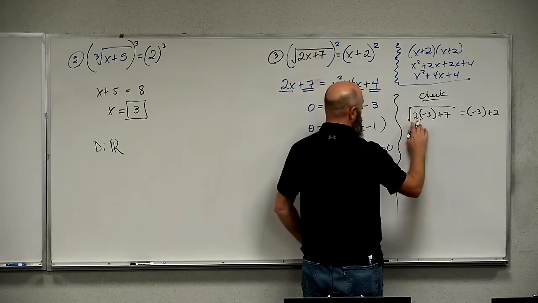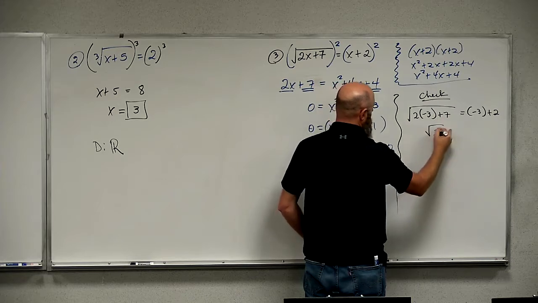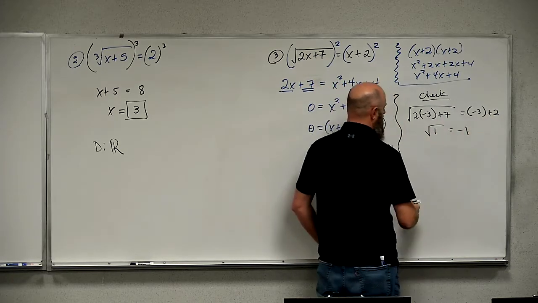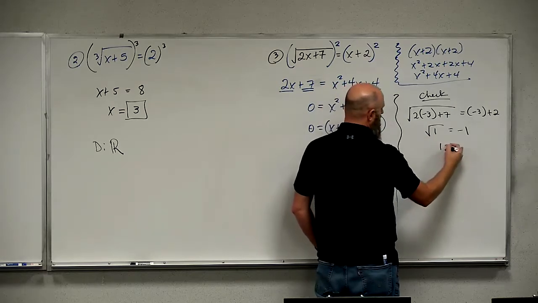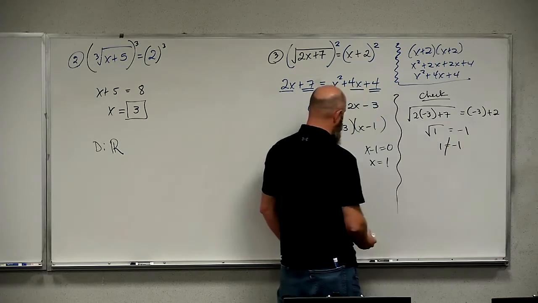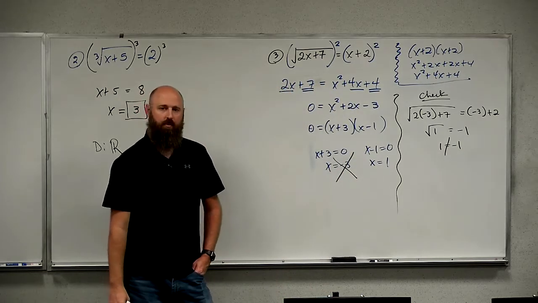So in here, we're going to get -6 plus 7 is 1. And then -3 plus 2 is -1. The square root of 1 is 1. That does not equal -1. Those are not true. So we cannot use -3 there as an answer. We have to throw it out.